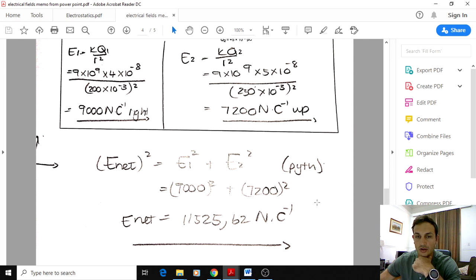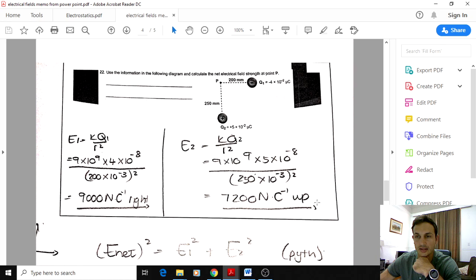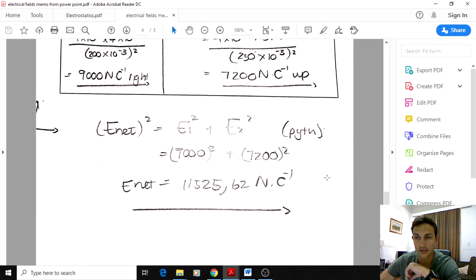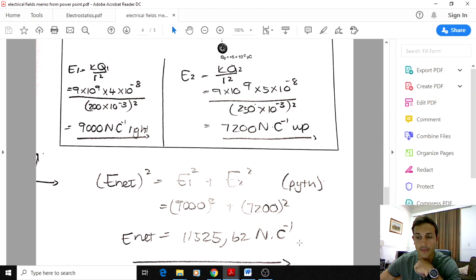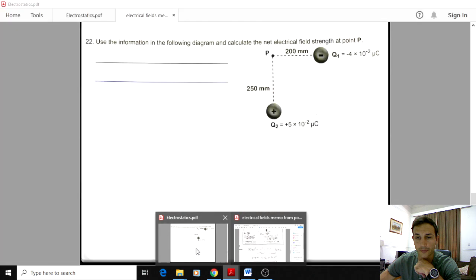What we didn't do though is calculate the direction, the bearing, which is something that you would have to do because they didn't ask for magnitude only, they asked for the net electric field strength, not the magnitude of the net electric field strength. So you still actually have to calculate the bearing, which we're not going to do at this stage. But you should know how to do that by now because we've done that in the forces section as well.